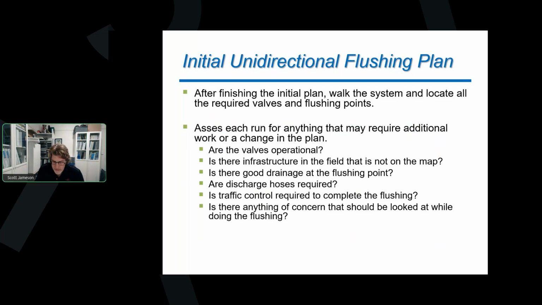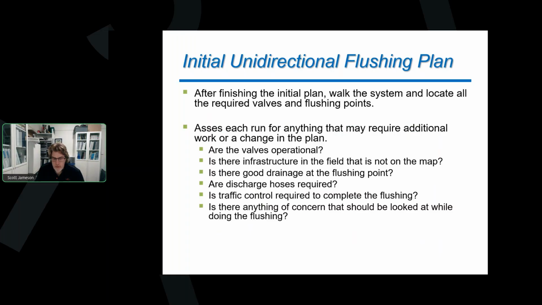I'm going to be flushing a large volume of water out of this point. Where's the water going to go, right? Do I have good drainage here? Do I need hoses, discharge hoses to get the water to flow into a ditch or into a drainage spot? Do I need some traffic control? To do this flush, I'm going to have to run hoses across the road to get the flow across the road. Is there anything else of concern while I am walking around the system and looking at what I'm going to be doing? And then, I need to make notes of that.